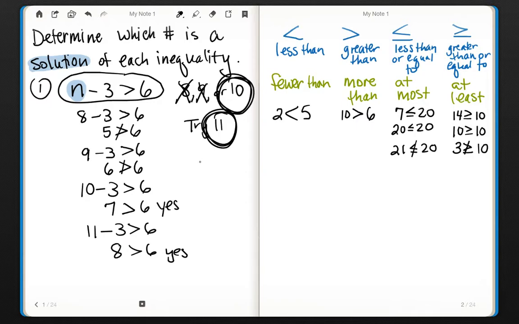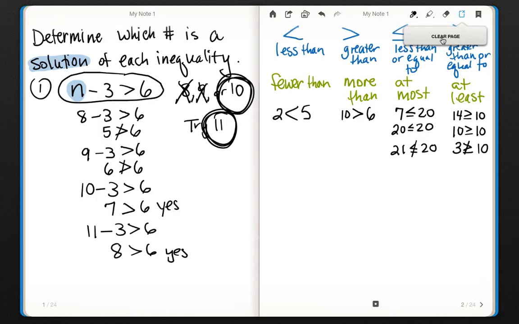I want you to think about how many solutions this inequality has. Well, we know 10 works and 11 works. Do you think there would be other numbers that would make that work? Yeah, there's actually an infinite amount. As long as you go up higher than your 10, if you're dealing with whole numbers, it's going to be bigger, so you'd have lots of them that could work. So I do want you to check each of your answers because maybe there'd be more than one.